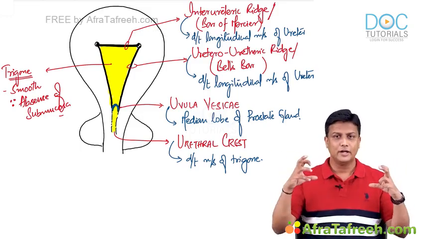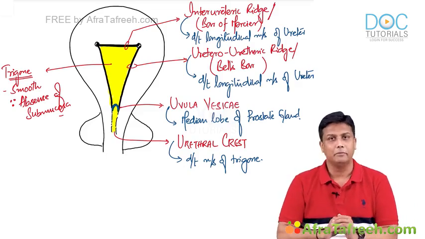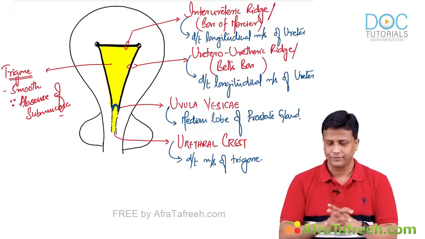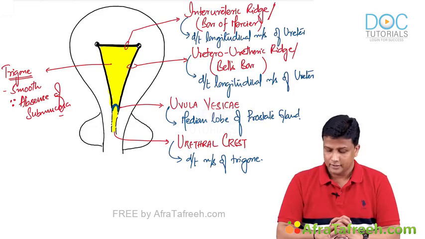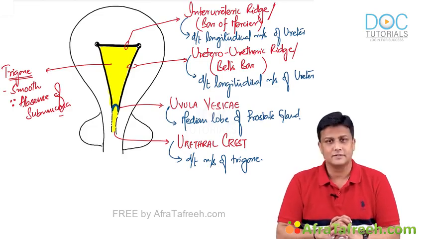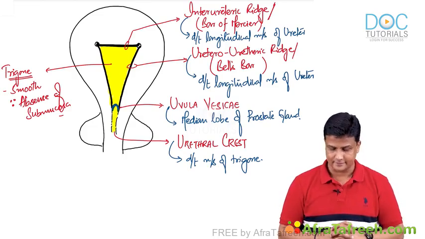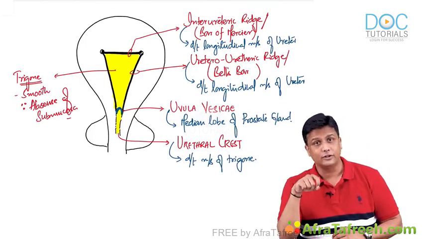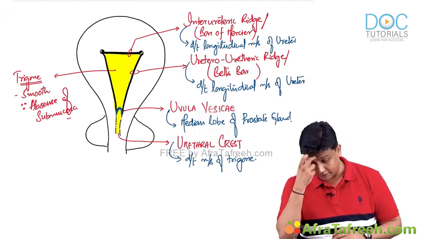So, the muscles of ureter are going to form the Bell's bar and bar of Mercier. Median lobe of the prostate gland is going to form ovula vesicae, which is an elevation near the apex of trigone. And the muscles of trigone themselves are going to continue down into the urethra to form urethral crest, guys. So, these are the important points that you have to remember about the interior of the urinary bladder. These are the questions which are being asked where most of the students are confused.